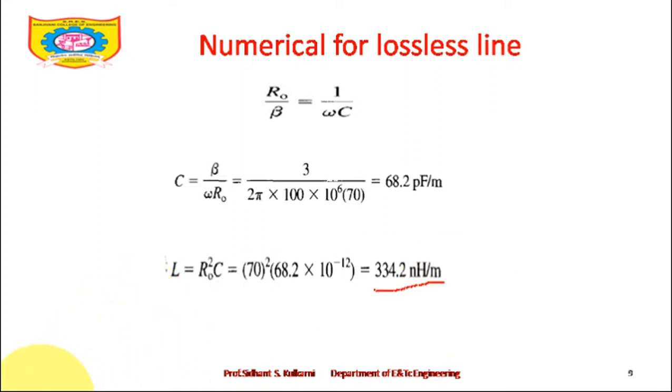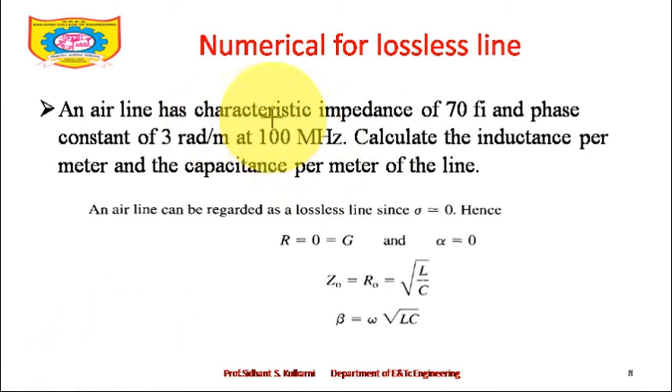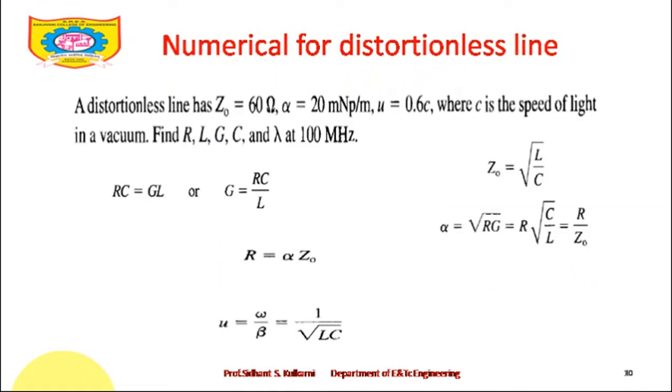Here also, if you can observe, the secondary constants are given. Z0 is given, beta is given, that is some values of the gamma, alpha plus j beta. So beta is given, so secondary constants are given and primary constants are asked. So this also comes under the type 2 problem, a variety of a type 2 problem, but the only case is that instead of asking it directly, it is a lossless line, so you need to consider this. Okay, so in the next numerical we will see a distortionless line, which is given in the numerical itself.